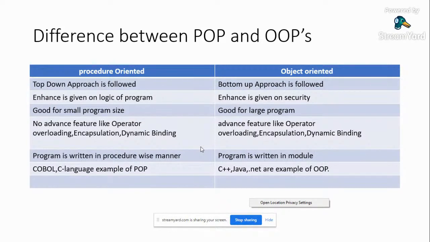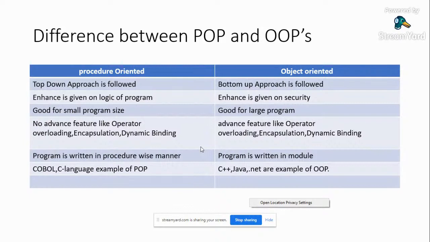Next feature: in procedure oriented, there is no advanced feature like operator overloading, dynamic binding, encapsulation, inheritance, or polymorphism. Such types of features you will not find in procedure oriented programming, but the same features you will find in object oriented. Here you can use operator overloading, there is inheritance, there is dynamic binding, there is polymorphism. So all these concepts you will find in object oriented, but you are unable to find them in the procedure oriented language.